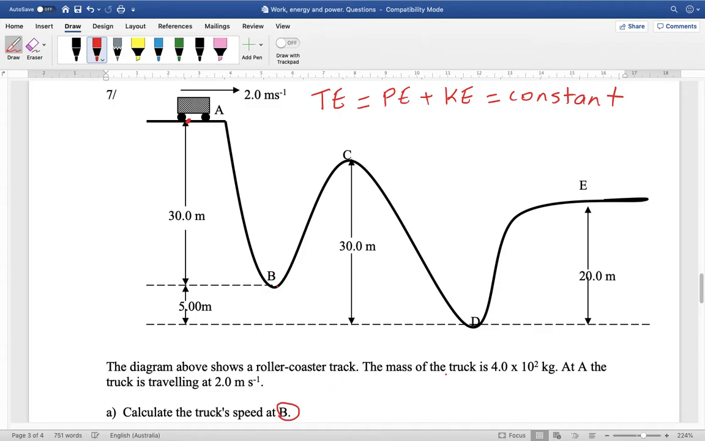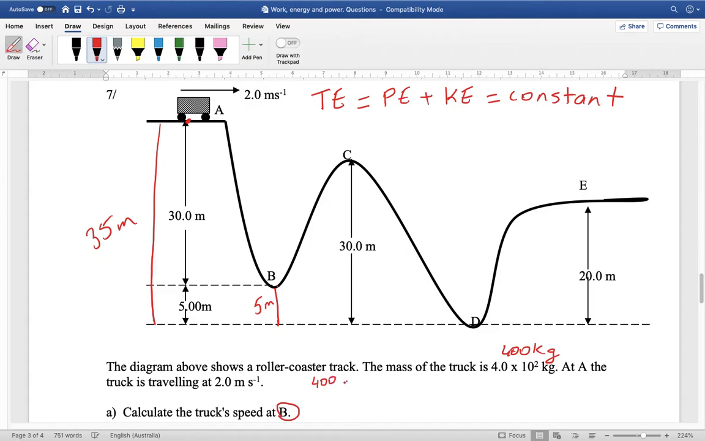So what do I know? I know the mass, which is 400 kilograms. And at A, the speed is this, and we know the height at A, which would be 35 meters. And the height at B is given as 5 meters. So what I'm going to do is write a full equation of before and after at point A and at point B. So what is the potential energy at A?